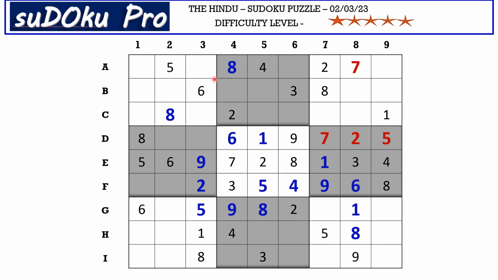Now in column 3 we have 3 empty cells and the missing numbers are 3, 4 and 7. We have this 4 and 7 blocking from A row. So A3 takes 3, 4 and 7 goes in these two cells. We have 7 blocking from D row. So D3 takes 4 and C3 takes 7. Here in D row there is only one empty cell and the missing number is 3.